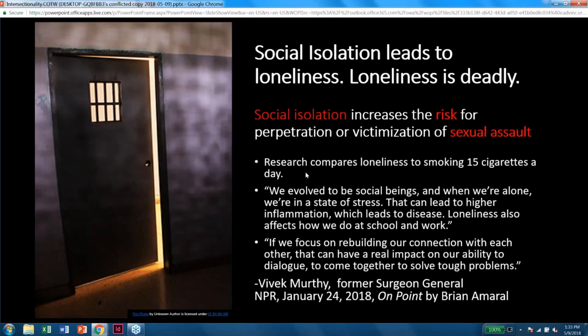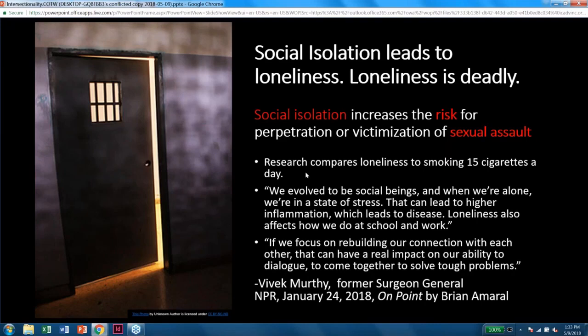And before I talk a little bit about institutionalization, I just wanted to show you this slide to talk about the risks that social isolation poses to people. On the left is a picture of a black prison door with a small barred window. The door is open a crack, with light peeking through. Social isolation leads to loneliness. Loneliness is deadly. Social isolation increases the risk for perpetuation or victimization of sexual assault.